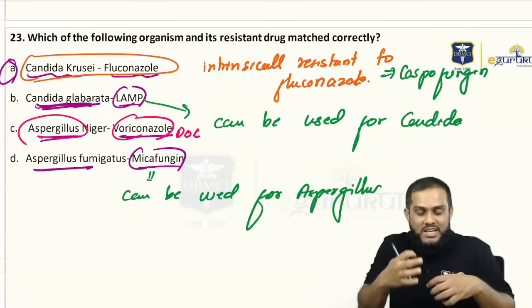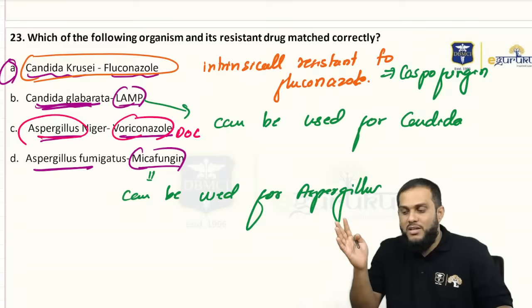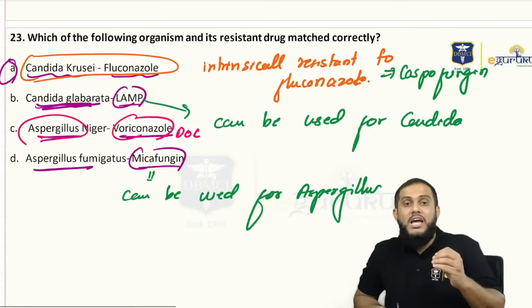For Candida, the drug of choice is fluconazole. The second drug of choice is again caspofungin or micafungin, but liposomal amphotericin B can be used. But for Candida krusei, you can't use fluconazole, because it is intrinsically resistant. It is always resistant, by birth, congenitally. That's why the answer is A. Other drugs can be used for other organisms.